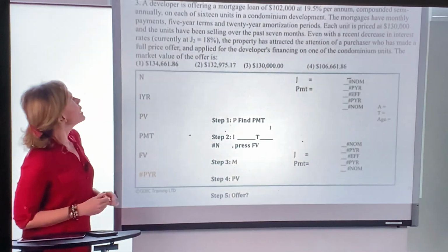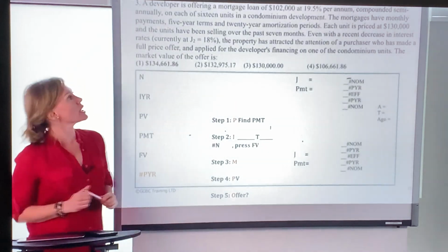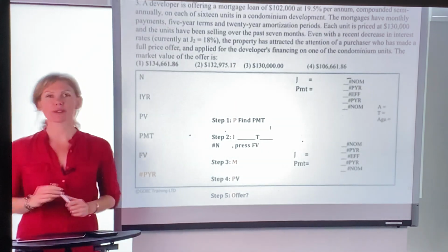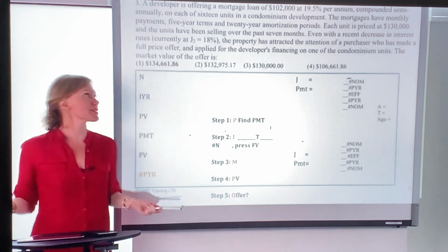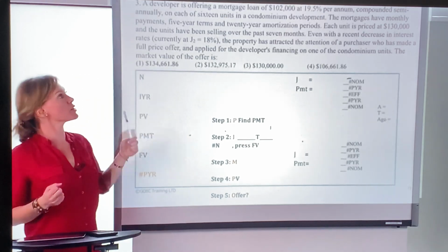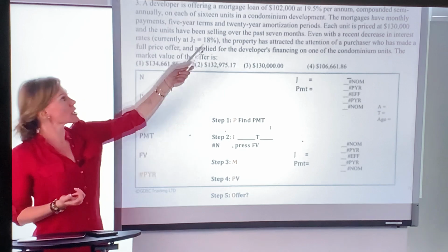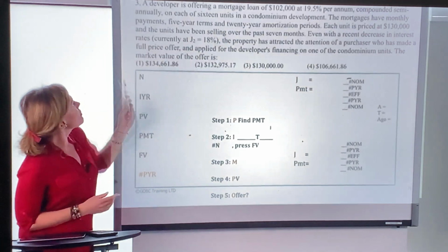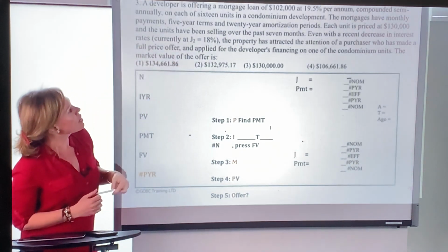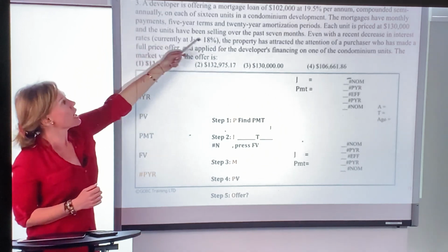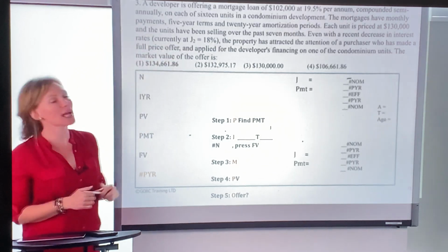Let's do question number 3. A developer is offering a mortgage loan of 1 or 2,000 at 19.5% compounded semi-annually. So now instead of going to the seller of the property, you go directly to the developer. And he says, look, do you want to buy one of the units? I'll give you a mortgage of 1 or 2, and I'll give you a rate of 19.5. On each of 16 units of the condominium development, the mortgage has monthly payments, a 5 year term, and a 20 year amortization, and each unit is priced at 130,000.